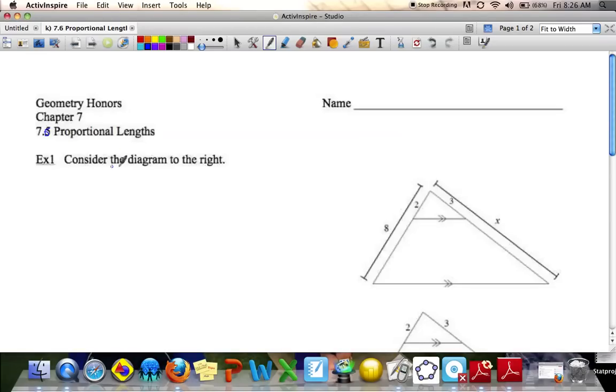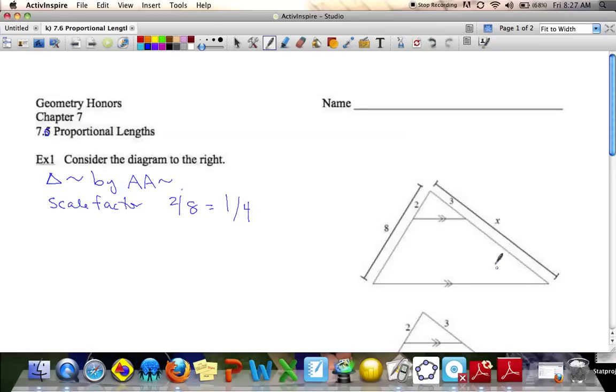Proportional lengths. Considering the diagram to the right, we see that these two triangles are similar by AA similarity. What is the scale factor? The scale factor is 2 is to 8, which we can simplify as 1 to 4.